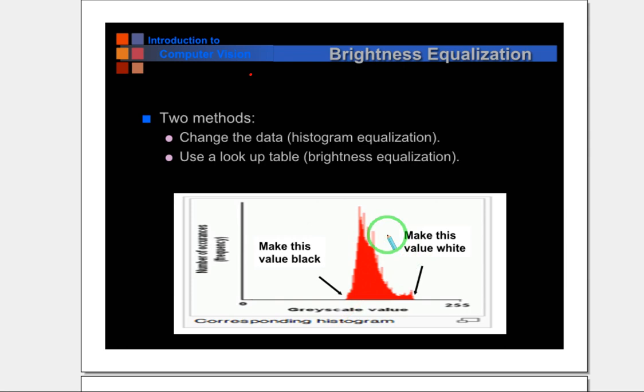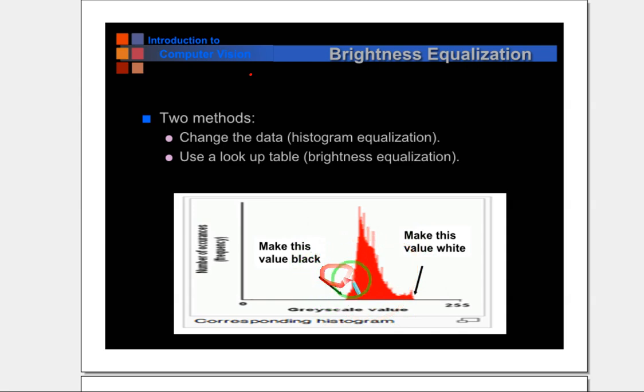So if you can see this slide, we have a brightness equalization. Brightness equalization means that your color is equally distributed, like we studied red, blue, green. Same like that, for red we have 8 bit, for blue 8 bit, for green 8 bit. So it's like equalized brightness. Again, I told you before, we have two methods to enhance the digitized image: change the data and use a lookup table.